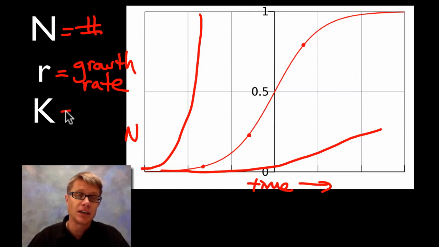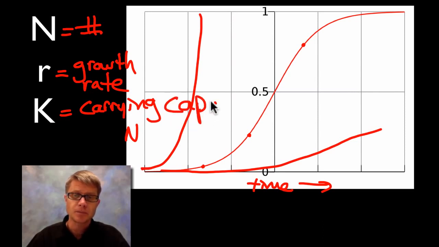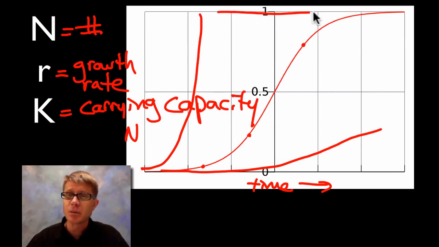And then the last thing is K. K stands for carrying capacity. Basically that means in an area, for a certain population, there's a maximum amount that they can support. We call that the carrying capacity. That's where the limit is. It's eventually going to level out on that.